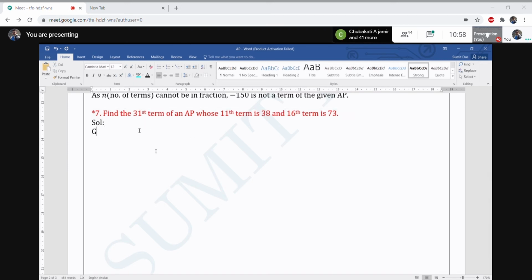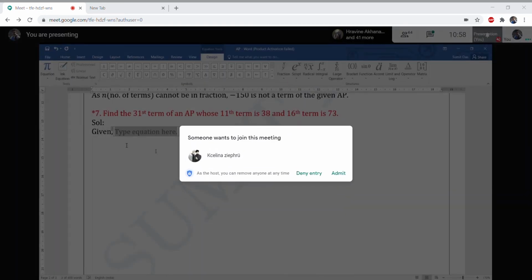Given a11 equal to 38, right? The 11th term is 38 and the 16th term, a16, is given as 73.